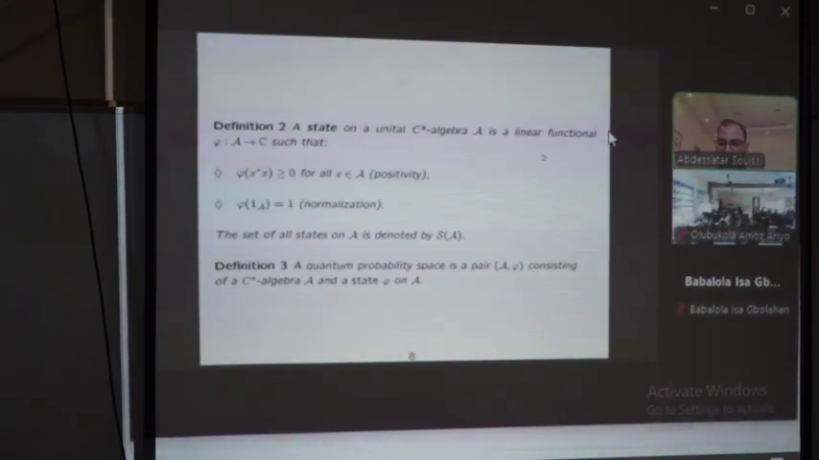And now the quantum space is a pair of a C-star algebra A and a state phi. Then you will see that it's exactly the mathematical extension of what is in the classical probability space. A replaces the sigma algebra and phi replaces the probability measure, as you will see later.